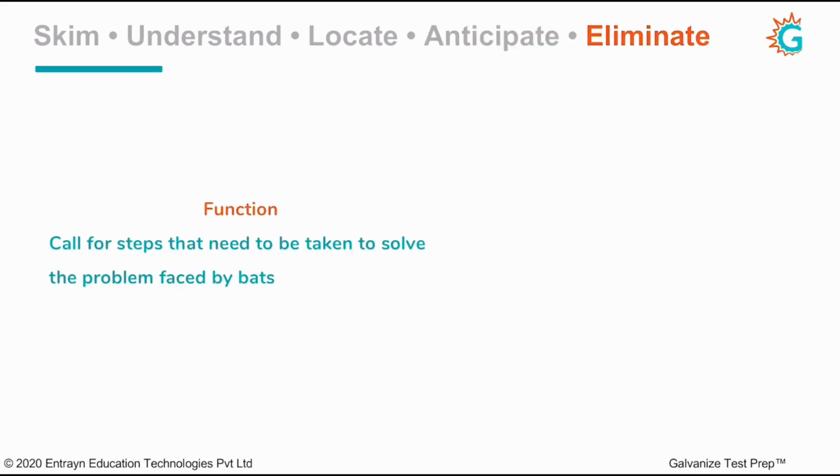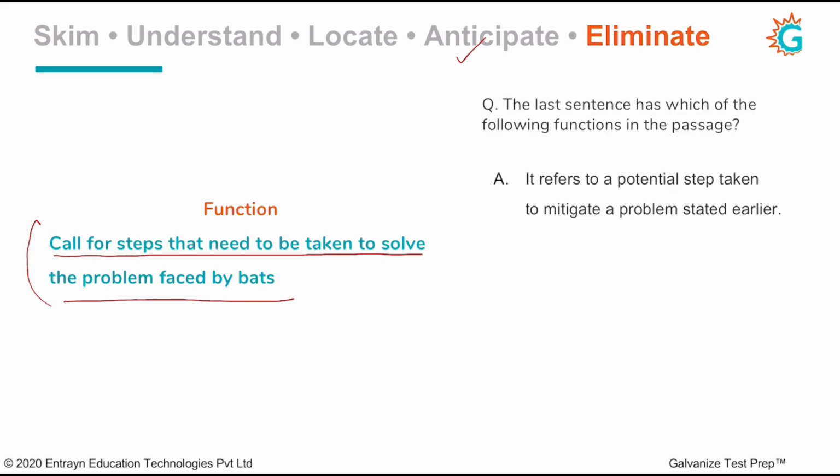So now that we have anticipated what the answer can be, right? We know that it's calling for a solution. It's calling for steps that need to be taken to solve the problem faced by bats. Let's now eliminate the answer choices one by one. Choice A says that the function of the last sentence of the passage is to refer to a potential step taken to mitigate the problem stated earlier. Now, this could be a possible answer because it is talking about a step that can be taken to solve. Mitigate means to redress or solve or find a solution to the problem stated earlier.